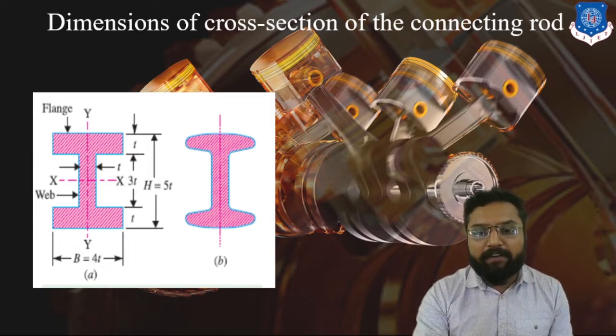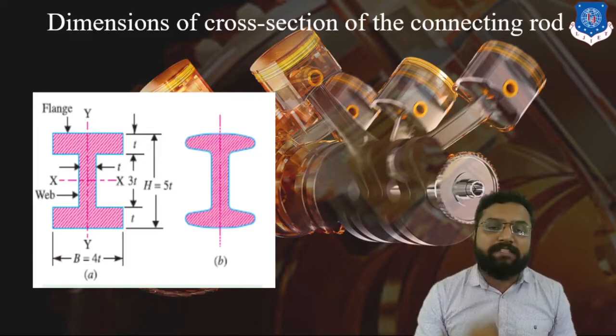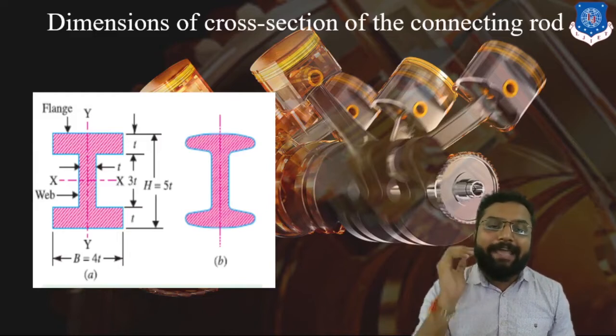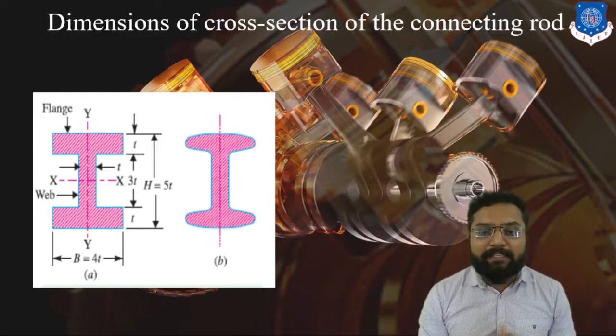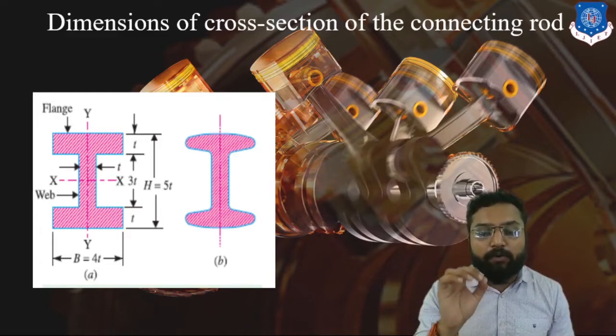Let's repeat once again. The overall height of this connecting rod section is 5t. The overall base of the cross section is 4t. The height of the web is 3t, which is the overall height minus the thickness of the flanges, and the thickness of the web is also t. So you are clear about the dimensions we have considered. Now the question is how we have considered these dimensions. These are standard dimensions which are applicable to any kind of connecting rod.